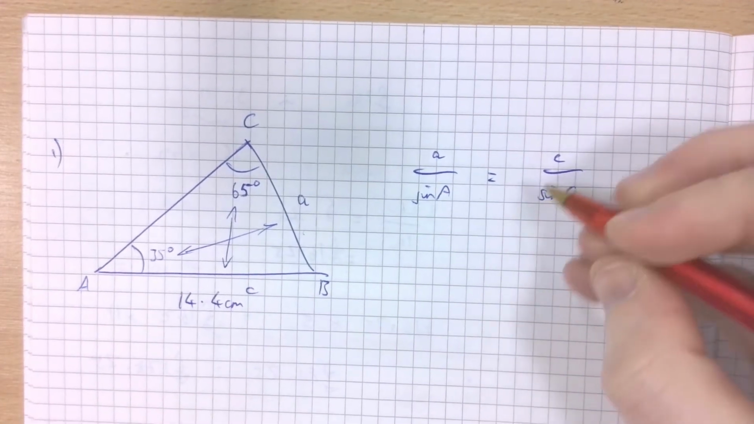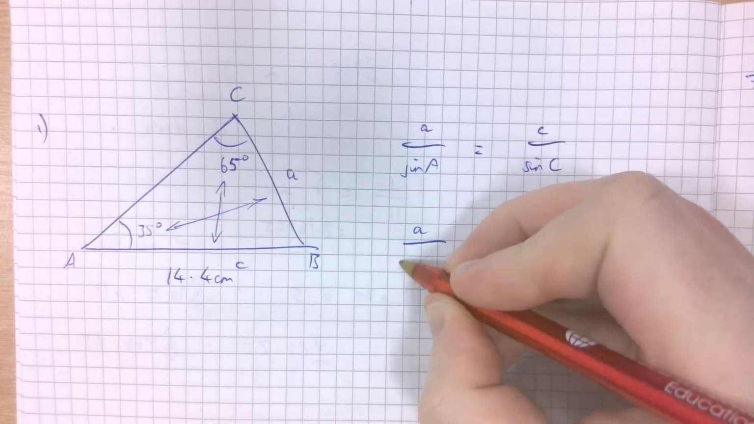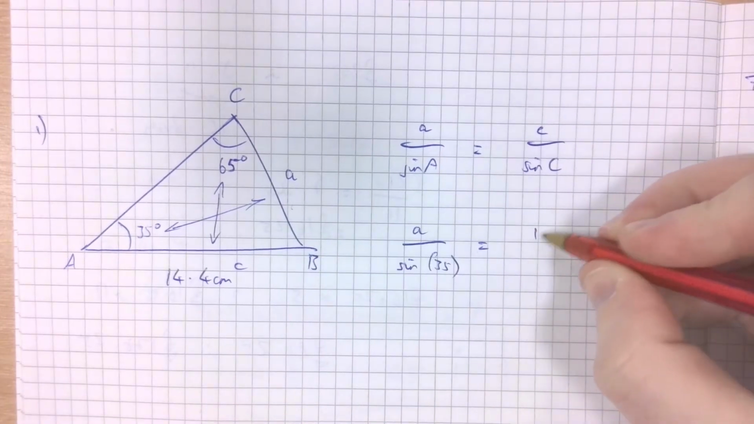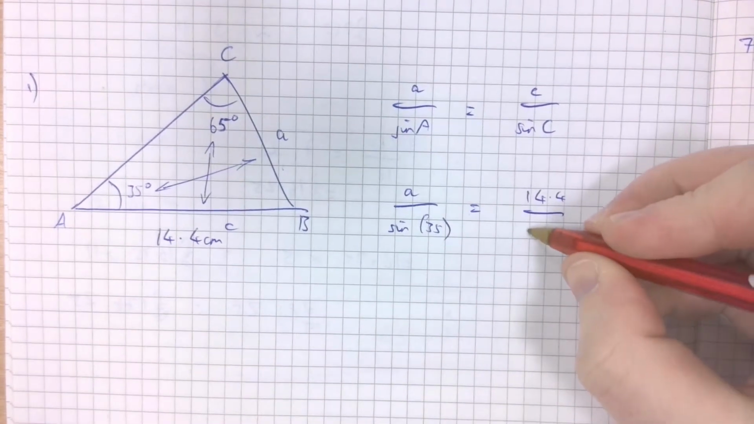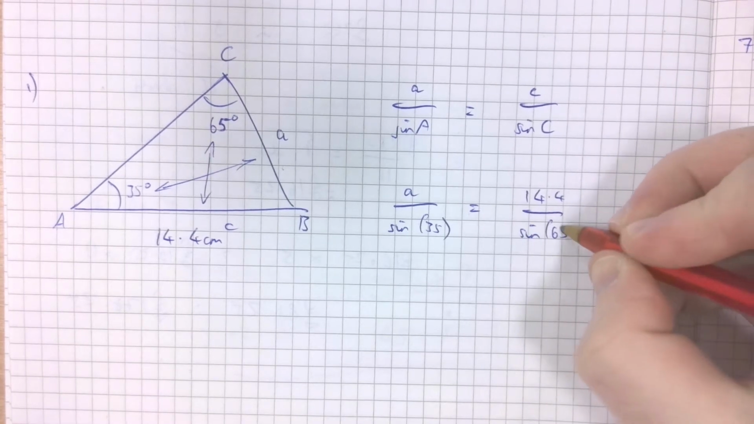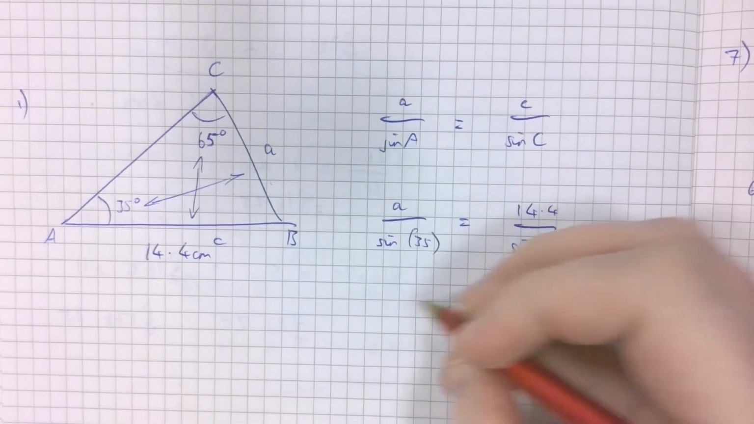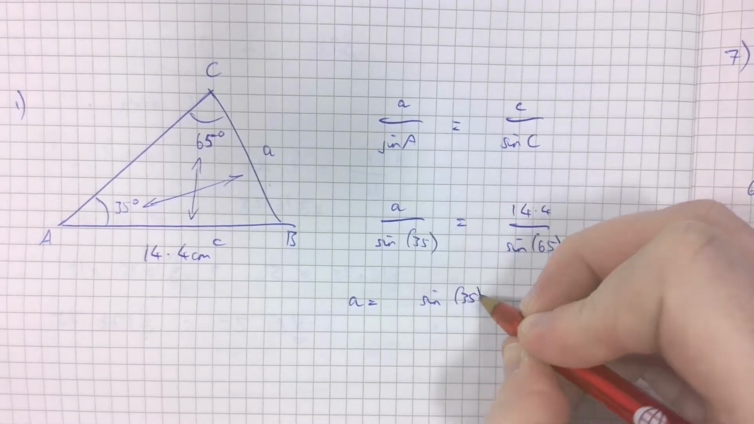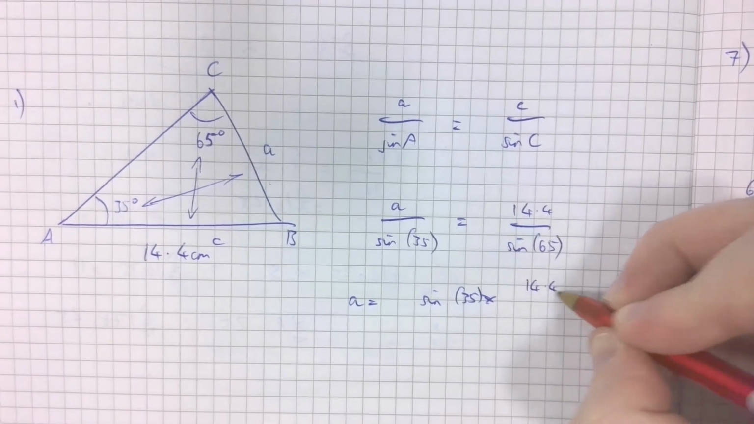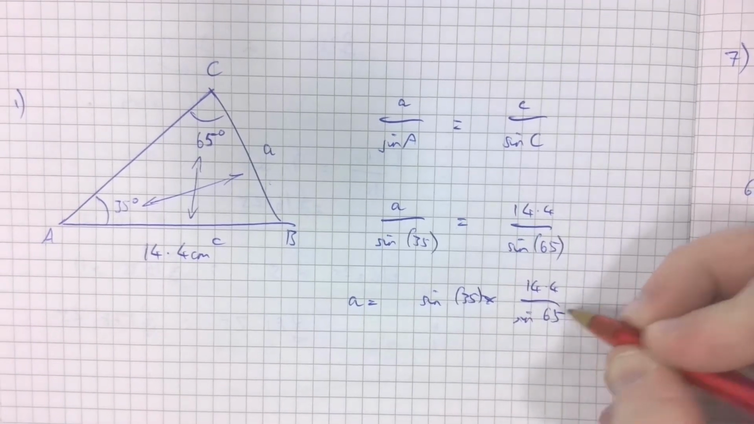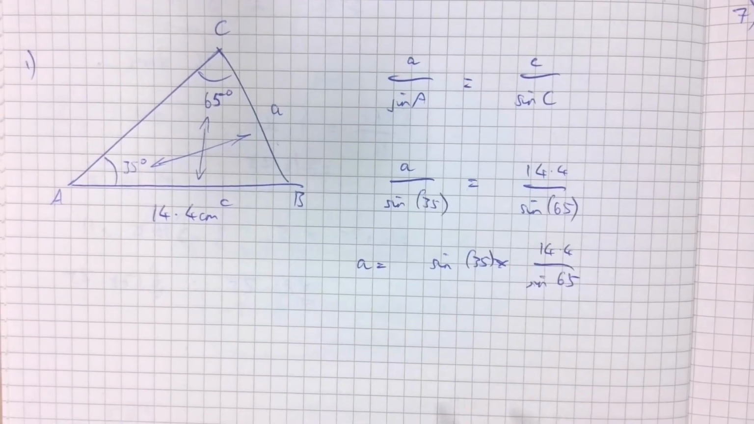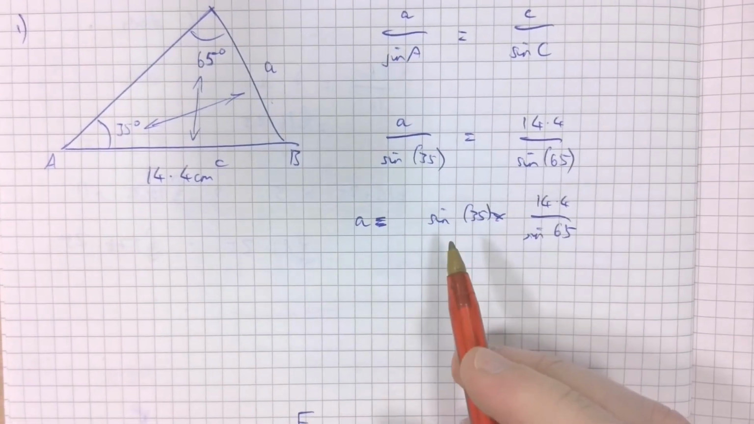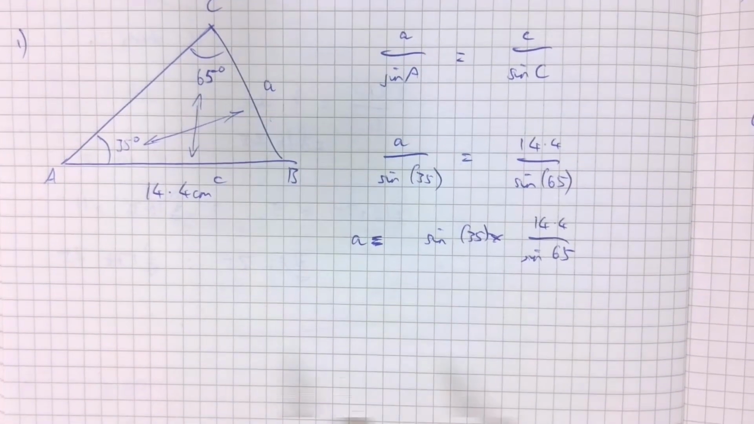Okay, so let's substitute some values in. A I don't know. Angle A is 35. Length C is 14.4. And then angle C is 65. Multiplying both sides by sine 35 gives me A equals sine of 35 multiplied by 14.4 over sine 65. Notice I haven't touched my calculator yet. It's not until I've got a final calculation to do for side length A that I need to get it out.